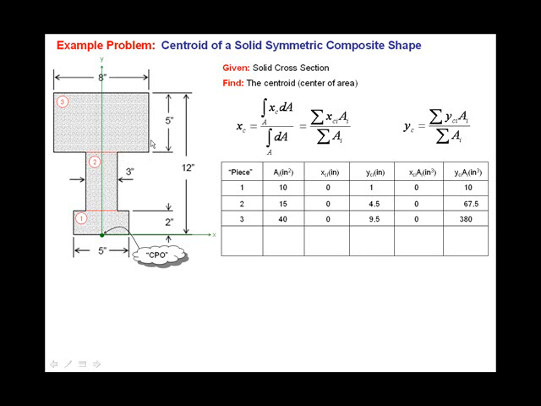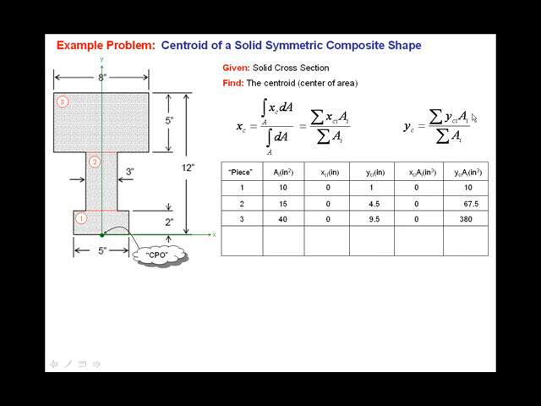Shape 3, the largest rectangle, a total of 40 square inches. Its centroid again lies on this y-axis, the axis of symmetry, so its distance along the x-axis is 0. Its distance along the y-axis is 2 inches, plus this total distance of 5 inches for a total of 7, plus another 2.5 inches to find the centroid right there: 9.5 inches from that common point of origin. Again, multiplication completes these two columns.